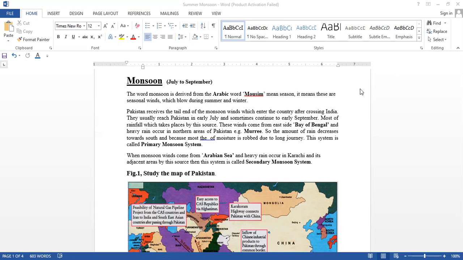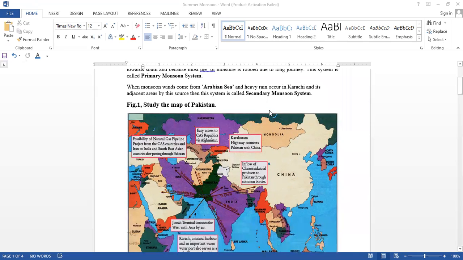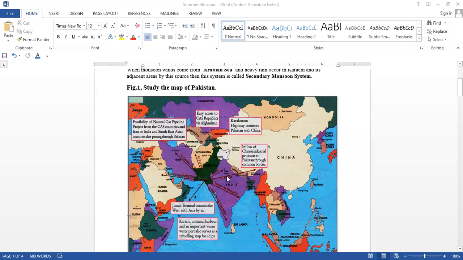And dear students, we have two systems of rainfall in the summer season, that is the summer monsoon. So the summer monsoon has two systems. One is called the primary monsoon system and the other is called the secondary monsoon system. The main source of the primary monsoon system is the Bay of Bengal. My dear students, look very carefully towards the map. This map is showing the neighboring countries, as well as the Indian Ocean and the Arabian Sea.